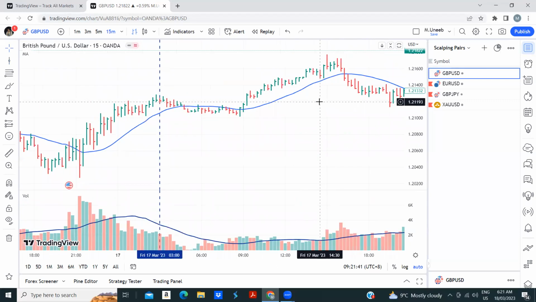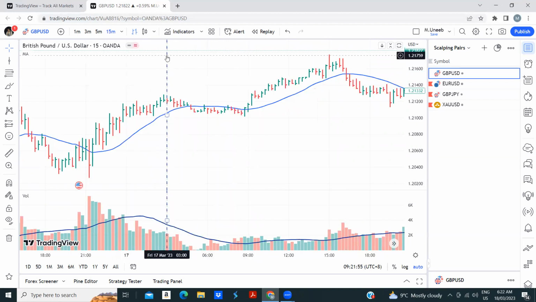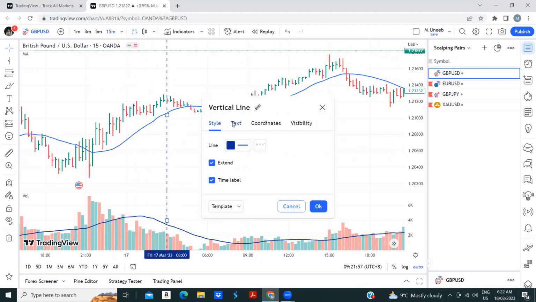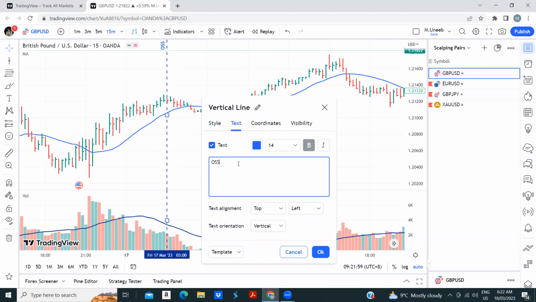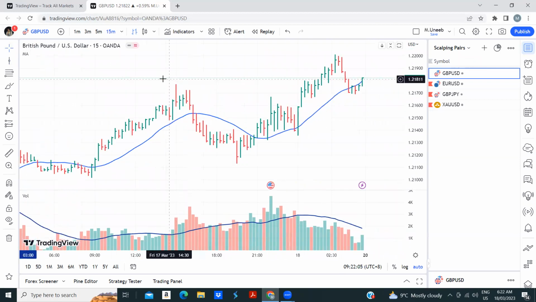The first thing I always advise you from time to time is to draw the sessions and do some markings on your chart, like the sessions and everything. This is the first important step. So let me mark it down here. OSS, Asian session.